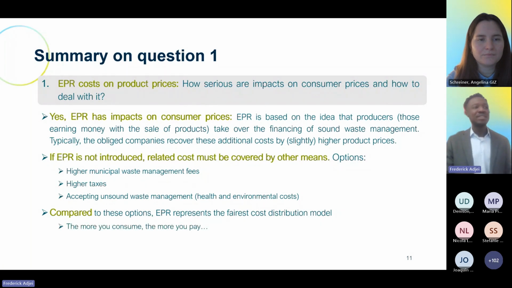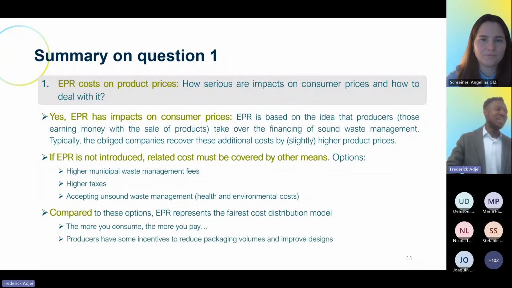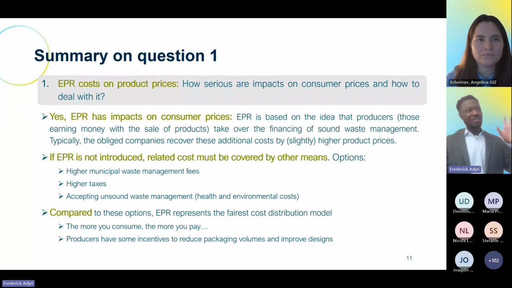At least we make sure that the more you consume, the more you pay. And I like to say that if you really want to enjoy that pineapple in the middle of winter, you should pay for the packaging that keeps it fresh. This is a simple responsibility to the consumer. At least you should pay for the extra benefit that you want to enjoy. And at least in this way, producers have some incentive to reduce packaging volumes and improve on their designs. So I think that gives us quite a good basis to move on into the next question.